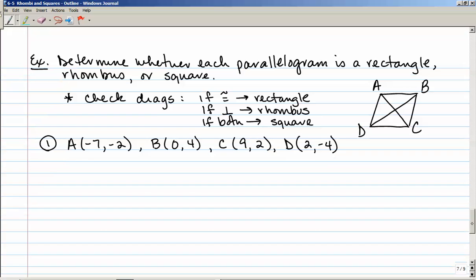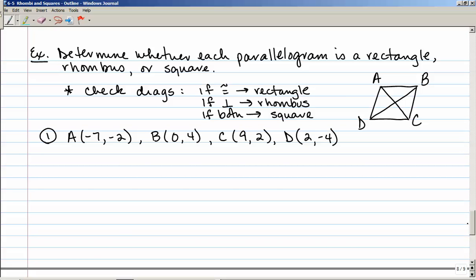So here's a couple examples. Determine whether each parallelogram is a rectangle, a rhombus, or a square. And we're not going to graph them and we're not going to look at them. We're actually going to use the distance formula and the slope formula. I think those are the two that we're going to use. So kind of the trick to doing this problem is to check the diagonals.